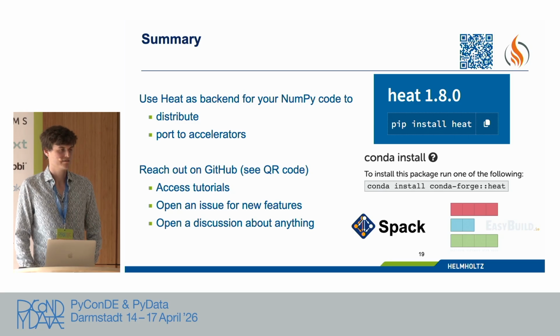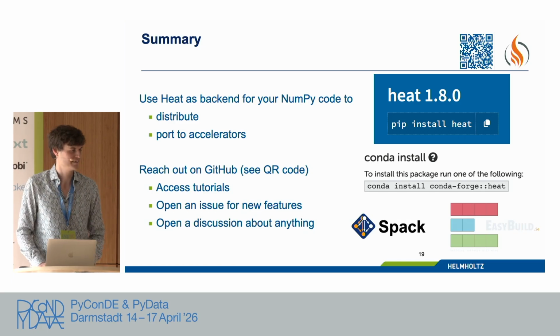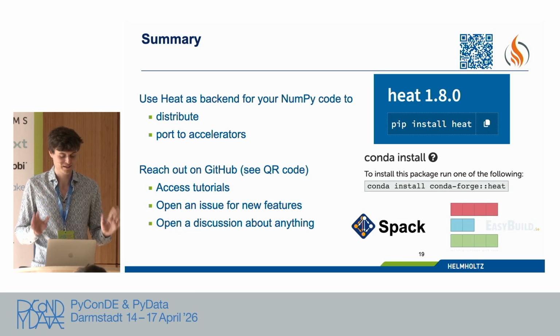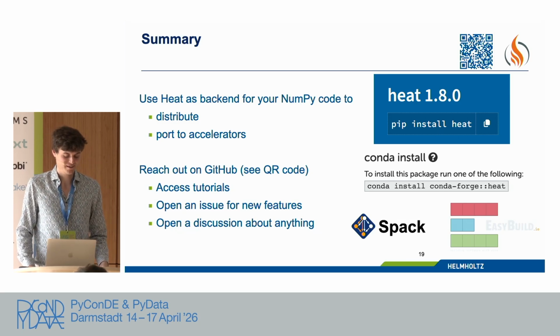To summarize, heat is supposed to be a sort of plug-in backend for NumPy code. I'm supposed to avoid the phrase porting code to heat, because that sounds scary. So you're supposed to use heat as a backend for your NumPy code. It makes it very easy to distribute the code and also to make use of accelerators. And we have to do that because that's the compute power that we have. We have no choice but to do this.